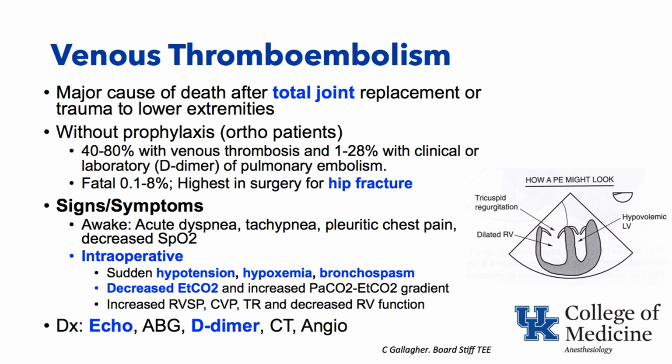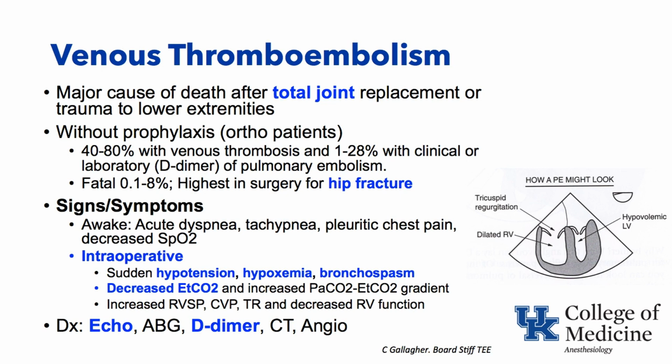a very large gradient. The right ventricular pressures can go up if blood flow from the right ventricle is being blocked out into the pulmonary artery by that thromboembolism. CVP can go up, tricuspid regurgitation can go up, and RV can fail. Echo diagnosis is shown on the far right graphic what it would look like: a dilated right ventricle, an empty left ventricle, increased tricuspid regurgitation.